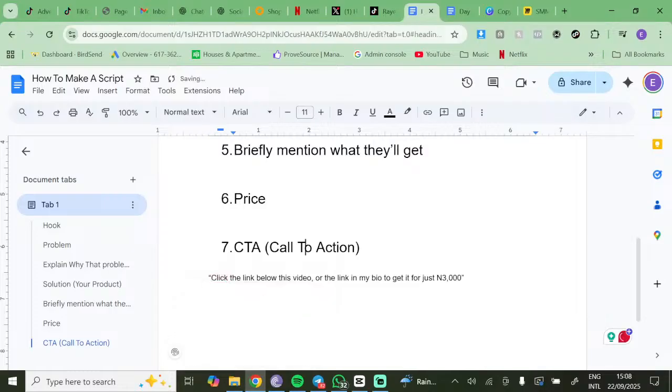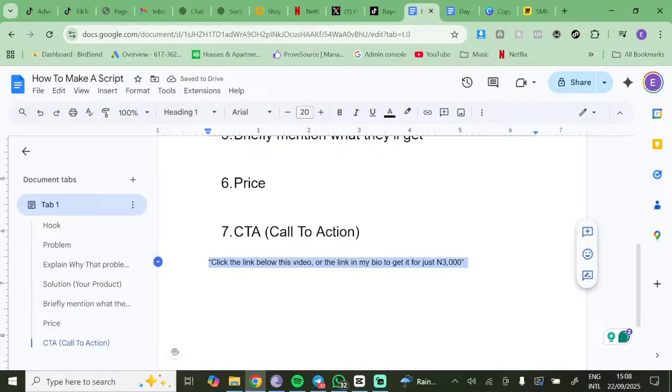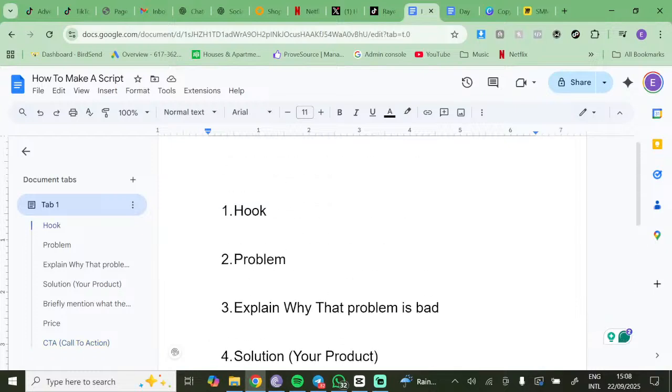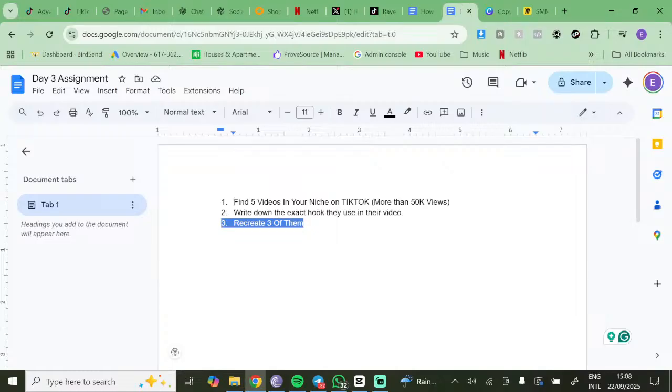Once you do that, if this video goes viral and people watch the whole video till the end, they will click on the link in your bio or the link on your video, and some of them will purchase, okay? So this is what you say in your video, okay? This is the structure of your video. Now that I've covered all of that, here's what I want you to do as your assignment, okay?